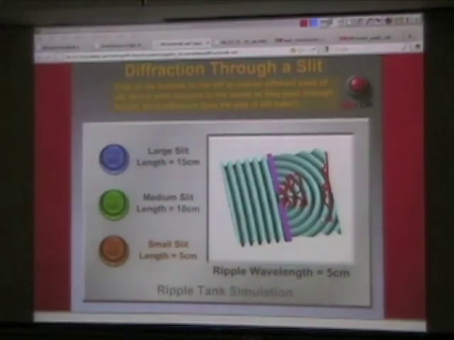So we call this situation diffraction, and we need to figure out how to, for example, calculate the location of dark spots on the screen.